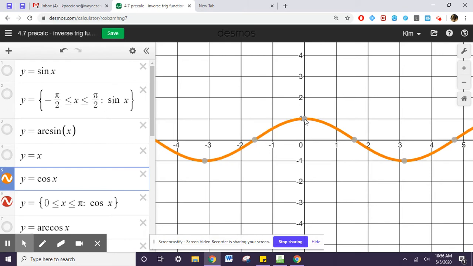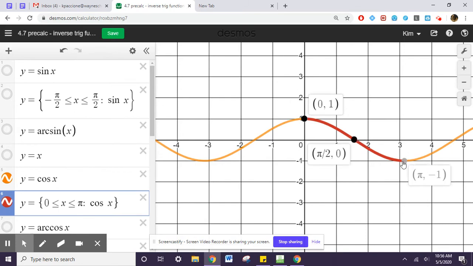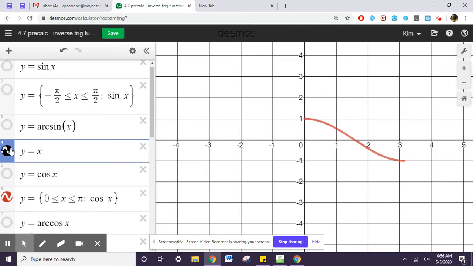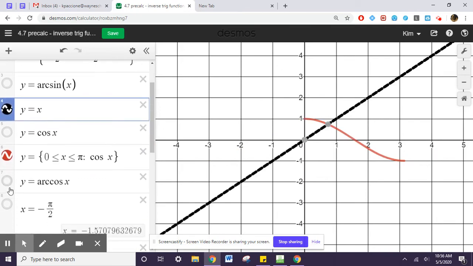The restricted domain for cosine goes from (0, 1) through (pi over 2, 0) out to (pi, -1). So that's the piece we're looking at. And what we want to do is reflect that over the line y = x. And when we do that, we get our inverse cosine graph.